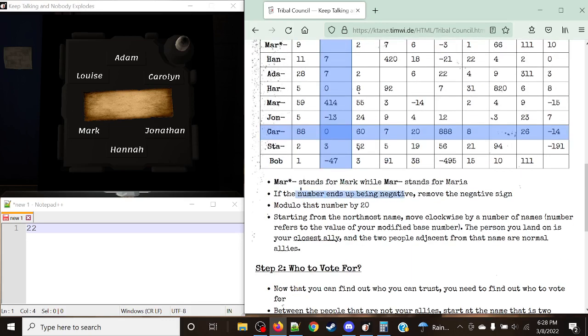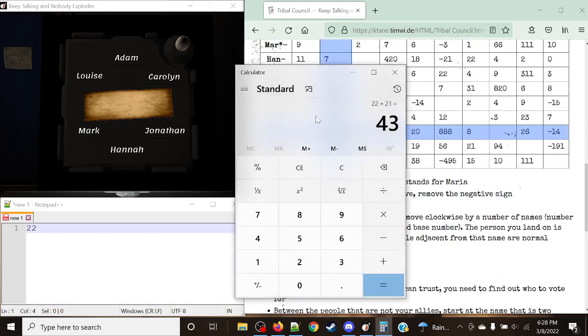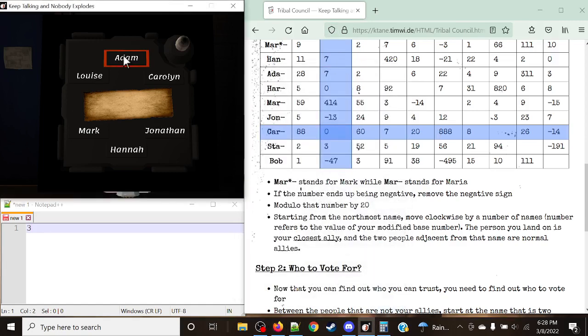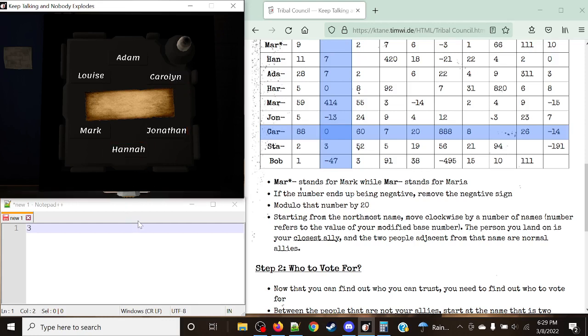Now, if my number ends up negative, we remove the negative sign, and we modulo this number by 20. In this case we have 43, and moduloing by 20 simply means subtracting 20 until it's less than that, which gives us a 3. Now we start from the northmost name and move clockwise by that number of names. We happen to have 3, so we start at Adam and count clockwise 3 times to see who we land on. 1 to Caroline, 2 to Jonathan, and 3 to Hannah.